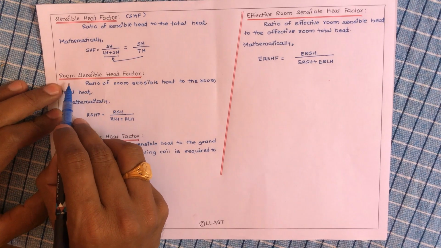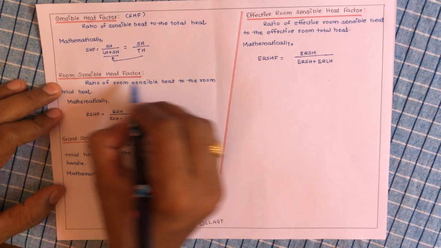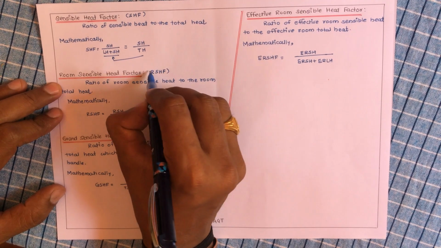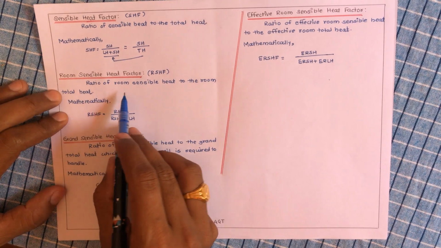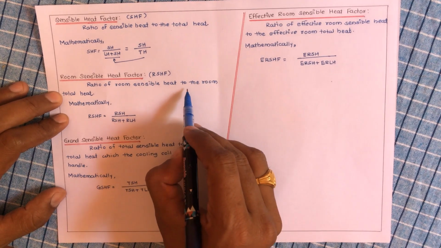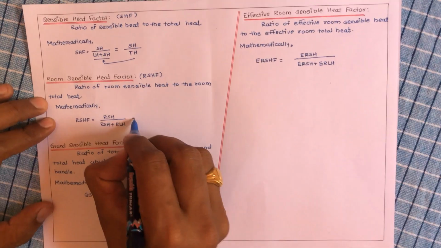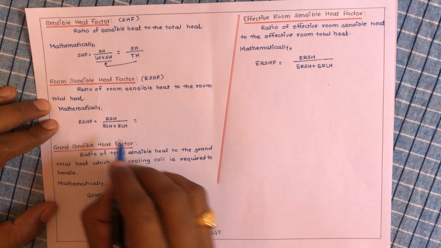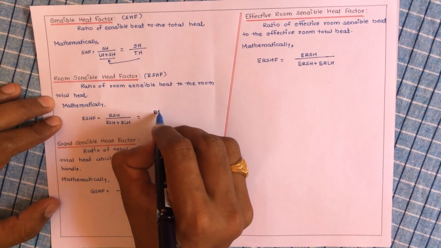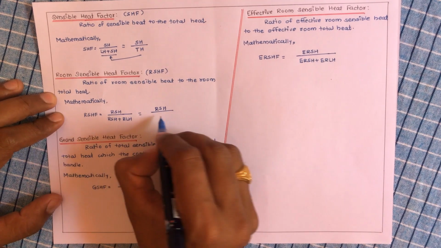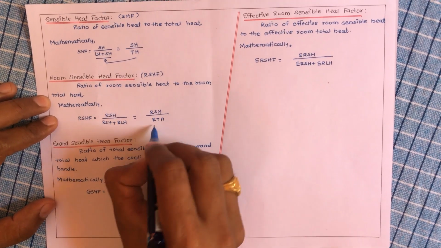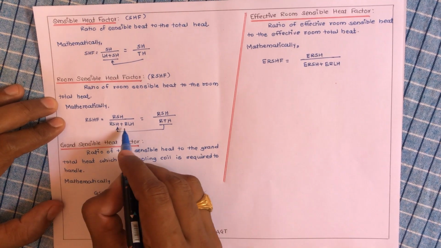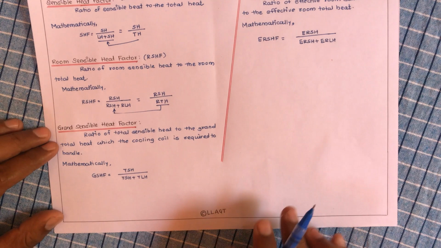Similarly, what is meant by room sensible heat factor? It is also designated as RSHF. It is the ratio of room sensible heat to the room total heat, and this room total heat can be written as room sensible heat plus room latent heat.